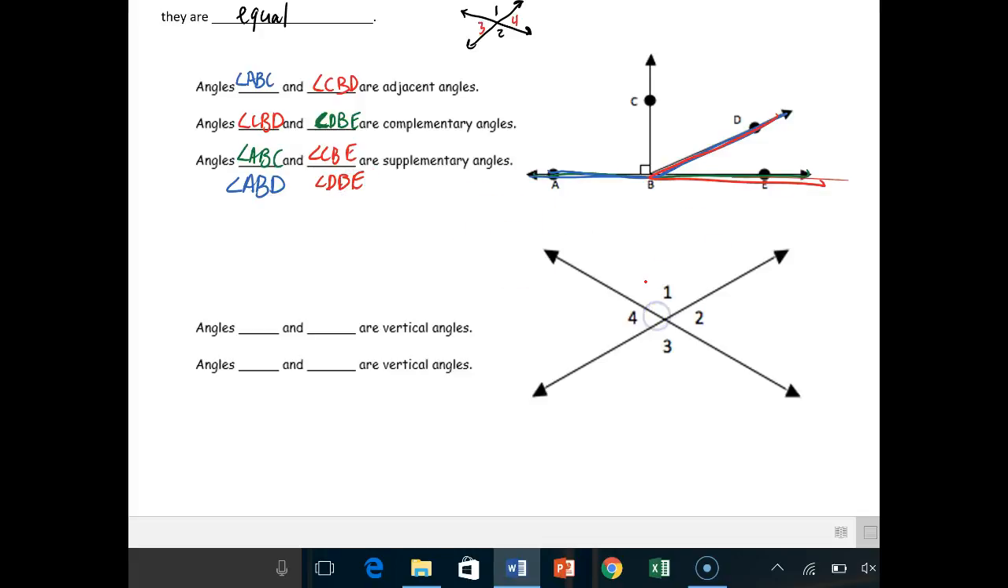Good. And lastly, the last vocab that we were worried about were vertical angles, right? So remember vertical angles, they're going to be equal to each other. The key word about vertical angles is they're across from each other, right? And they can't be right next to each other. So across from each other. 1 and 3 are vertical angles, right? And then also 2 and 4 are vertical angles, or 4 and 2, however you want to say it. Right, that's it for part 1.